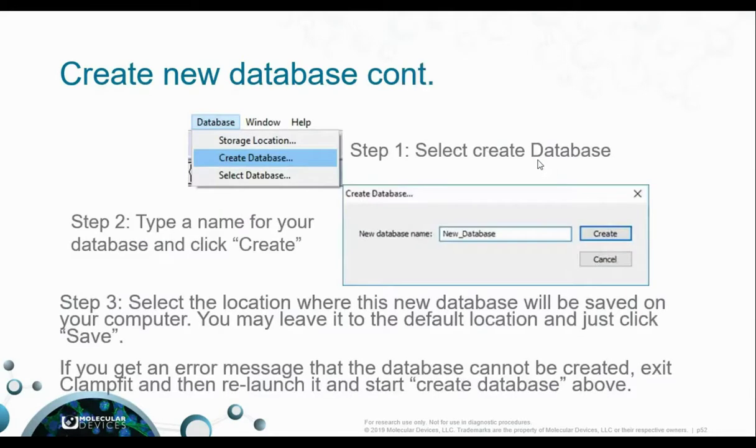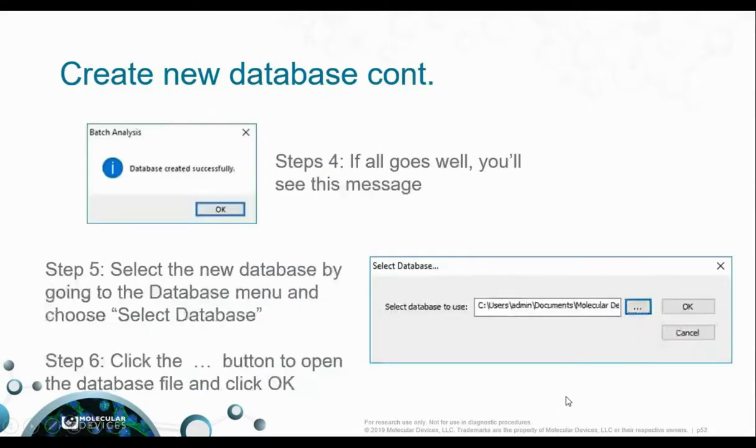Now I'm going to show you how to do that. You go to the database tab, create a database. Select create a database, then type a name for your database and click create. Then you select the location where this new database will be saved on your computer. You may leave it at the default location and just click save. Remember that if you get an error message that the database cannot be created, you need to exit CLAMP fit and relaunch it and try to create a database again.